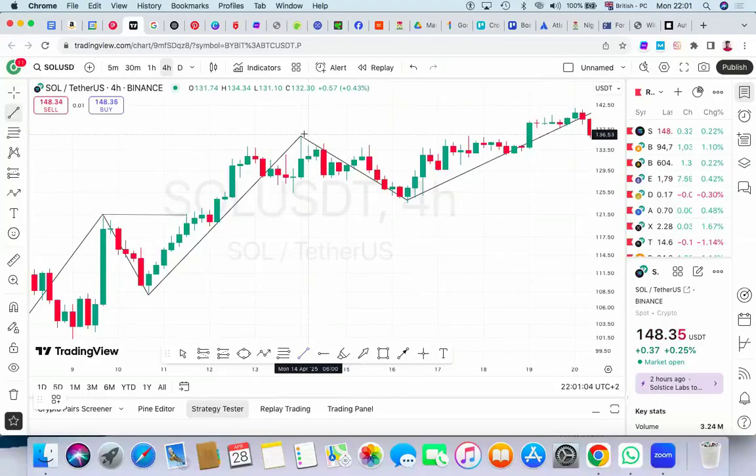So now we are marking our structures. For us to mark this structure very well, you will draw it from the recent high to the body, right? You attach it here.